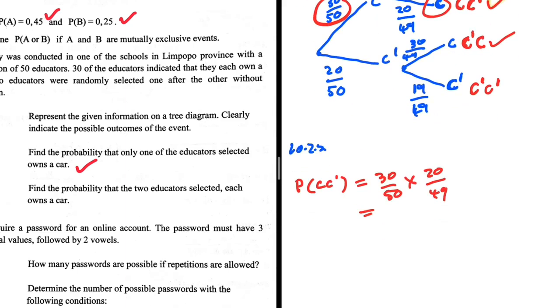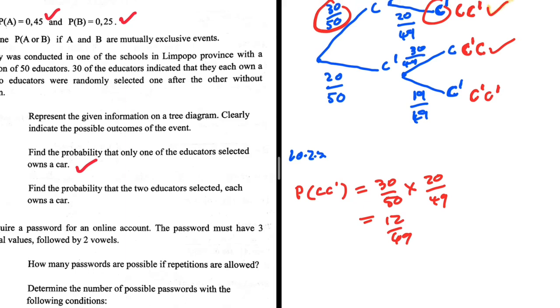And this is equal to, let me just put it in my calculator, 30 over 50 multiplied by 20 over 49. That is 12 over 49. Okay, so I have 12 over 49.